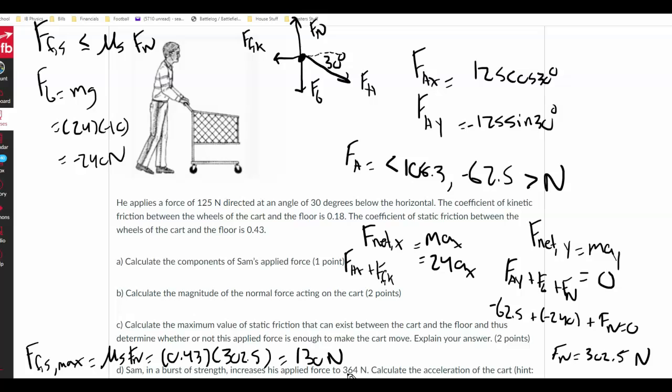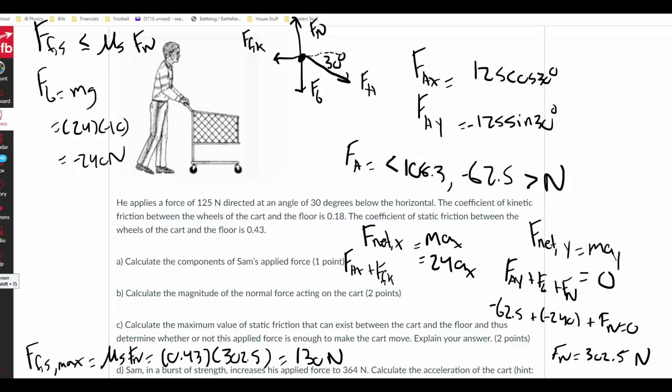Now, depending on what values you had, because everyone had different values, for some people the values came out so that the cart is able to move. For some people, it came out that it's not able to move. But that's why it's important that you show all of your work, because not everyone has the same answer to these questions. Okay, so that is C. Pause there if you need to look at that some more.